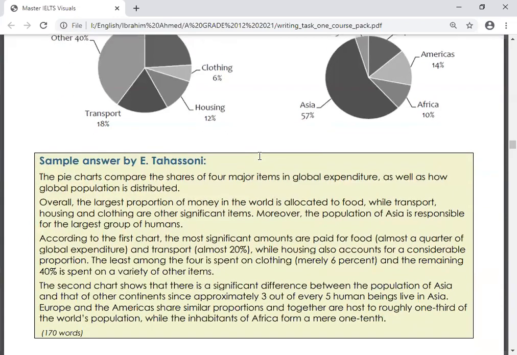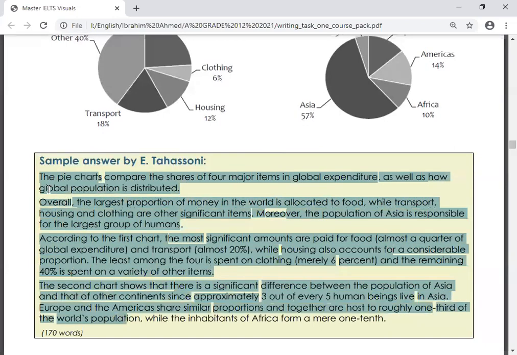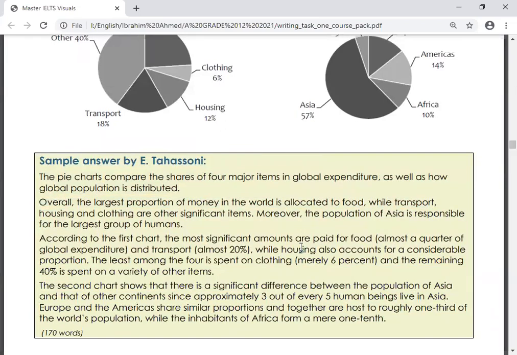The second time the examiner reads your paper, it's for the cohesion and coherence. And by cohesion and coherence, we mean the layout of your task. As you can see here, it's very clear that it's 4 paragraphs. And the first paragraph is the paraphrase of the question.